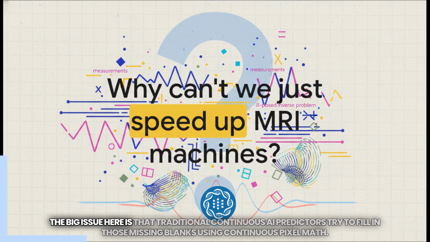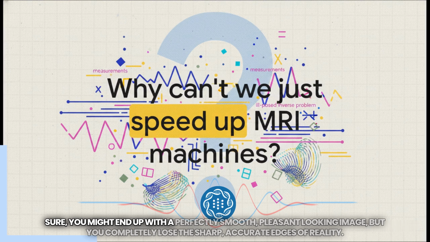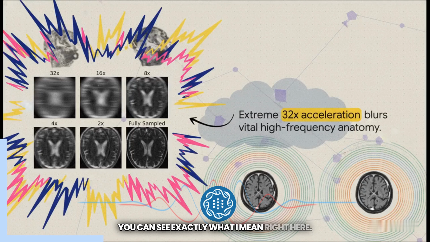The big issue here is that traditional, continuous AI predictors try to fill in those missing blanks using continuous pixel math. It's kind of like trying to guess what a blurry photo looks like by just smudging all the colors together. Sure, you might end up with a perfectly smooth, pleasant-looking image, but you completely lose the sharp, accurate edges of reality. You can see exactly what I mean right here.